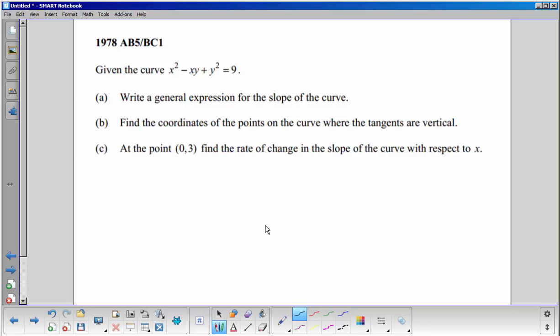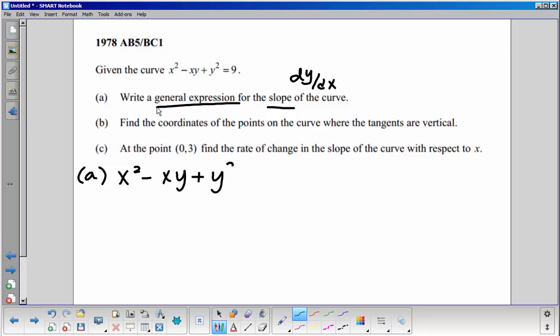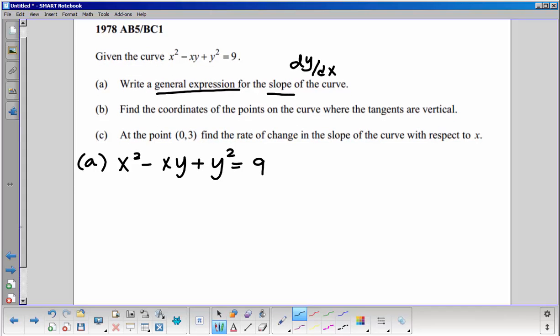All right, so part A says find the general expression for the slope of the curve, which means it's dy/dx, which we're trying to find. So the curve, I'll put part A here, is x squared minus xy plus y squared equals 9. So we're going to try to find the derivative. Let's take this implicitly. We get what?